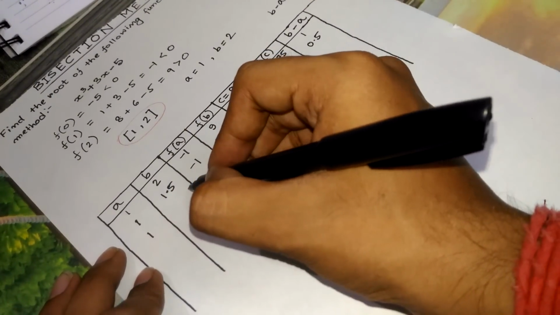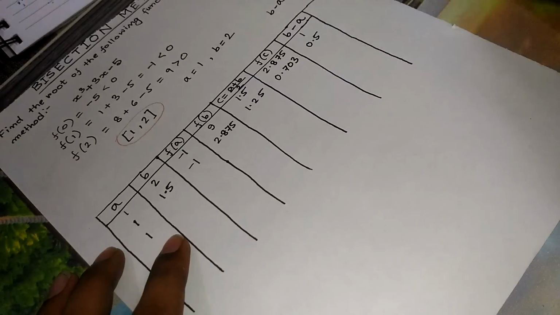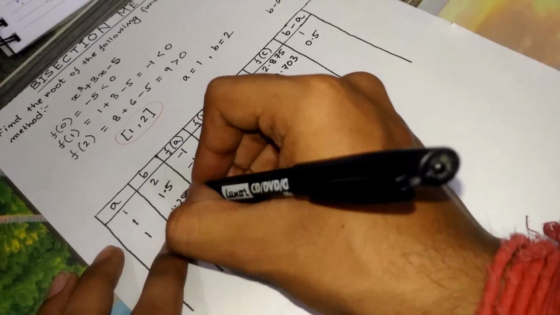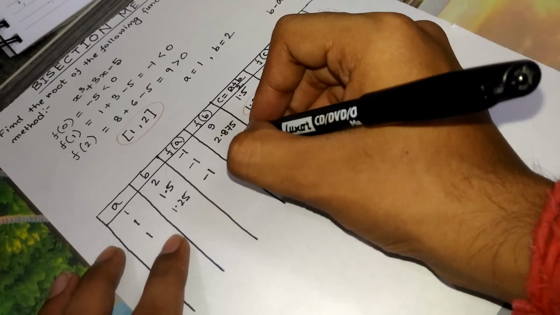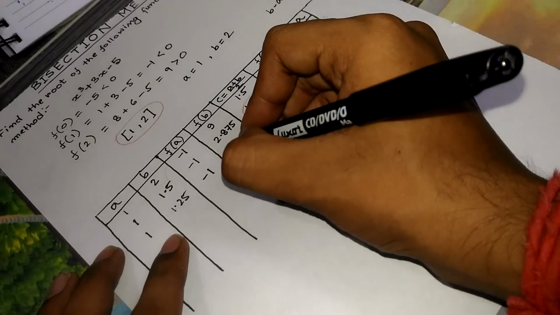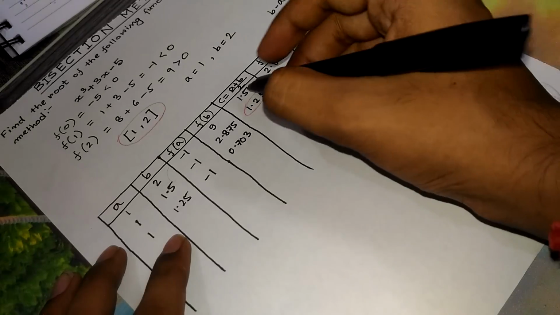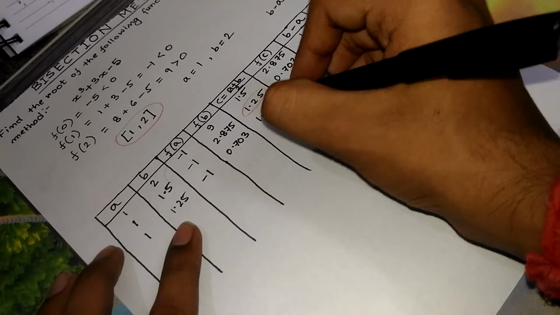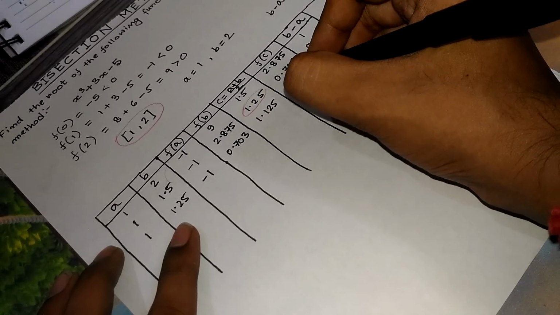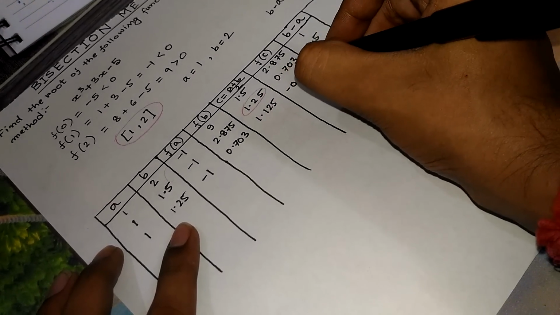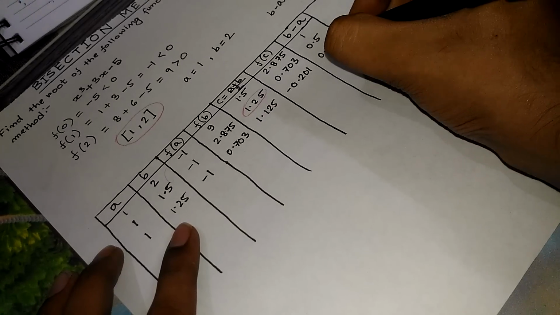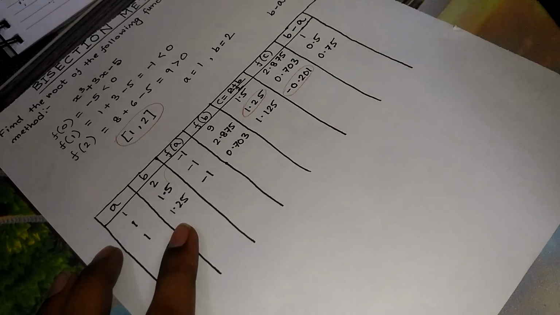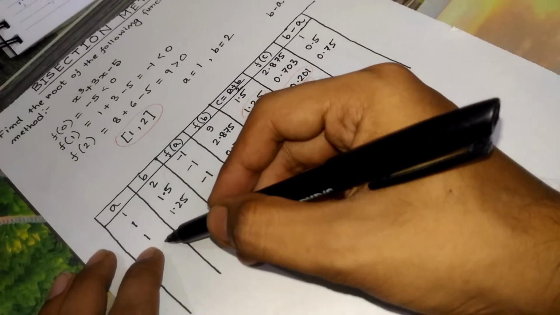A will remain the same, 1. B will become this 1.25. F of a will remain the same, -1. F of b will be f of c, that's 0.703. C will become 1 plus 1.25 by 2, that's 1.125. F of c will be minus 0.201. B minus a will be 0.75. Now see, here f of c is negative, so we will change a in the next iteration.